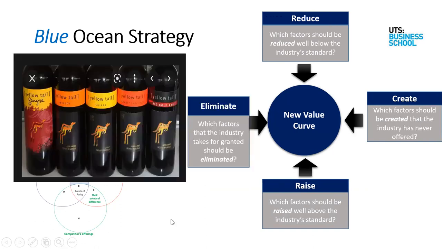So here's an example. It's rather a pretty famous example of the Yellowtail wine brand when it entered the US markets. When Yellowtail entered the market, it faced pretty fierce competition in the wine market, because there were several competitors competing for the different types of wines. There were lots of varieties of wines offered in the American market.